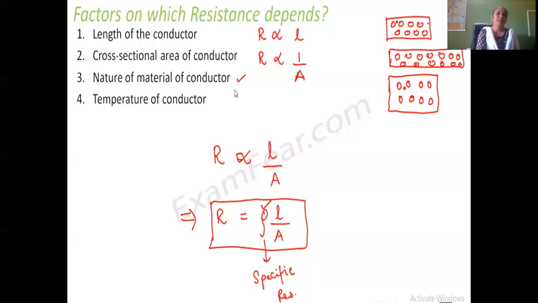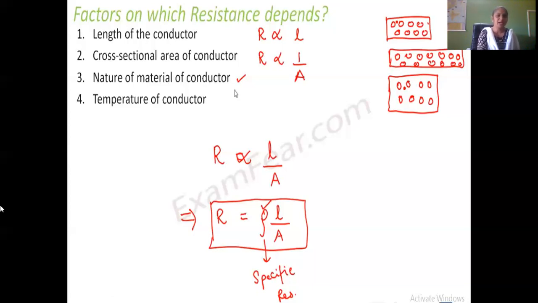Okay. Then the last one is the temperature of the conductor. Children, if we increase the temperature of any conductor, automatically resistance also increases. Okay. So they have given the temperature of a conductor. If you take any conductor and start heating it more, when it is heated up, what happens? The resistance is more in that. So if the resistance is more, the current flowing through the conductor is less.